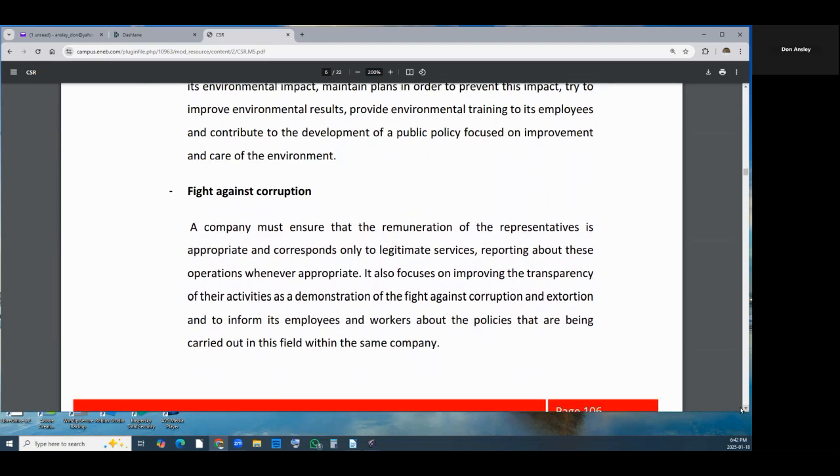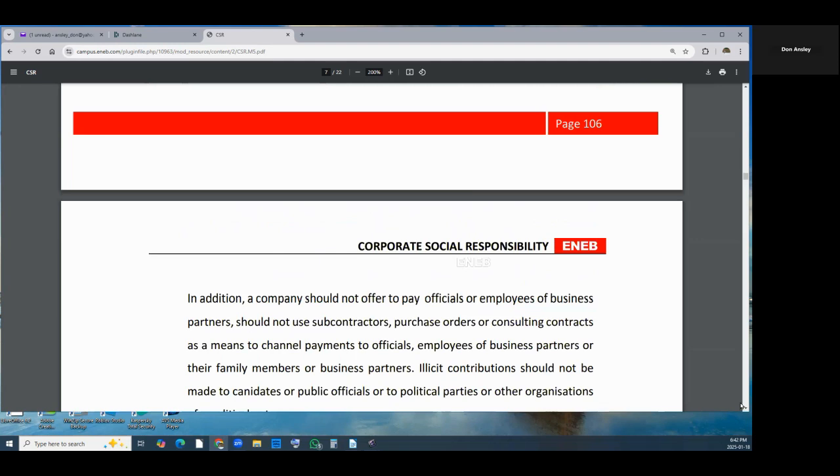And the fight against corruption. The company must ensure that the remuneration of its representatives is appropriate and corresponds only to legitimate services, reporting about these operations whenever appropriate. It also focuses on improving the transparency of its activities as a demonstration of the fight against corruption and extortion, and on informing its employees and workers about the policies that are being carried out in this field within the company.